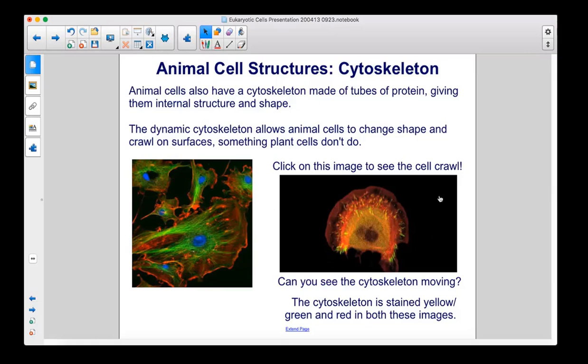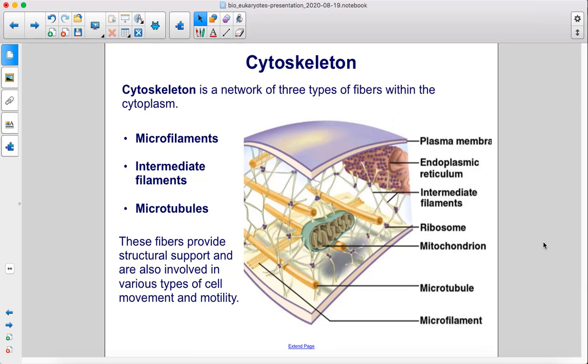Click on this image to see the cell crawl. Can you see the cytoskeleton moving? The cytoskeleton is stained yellow/green and red in both of these images. Cytoskeleton is a network of 3 types of fibers within the cytoplasm: microfilaments, intermediate filaments, and microtubules. These fibers provide structural support and are also involved in various types of cell movement and motility.